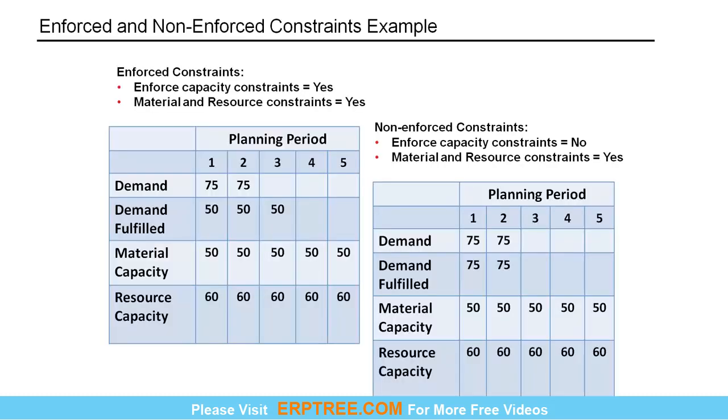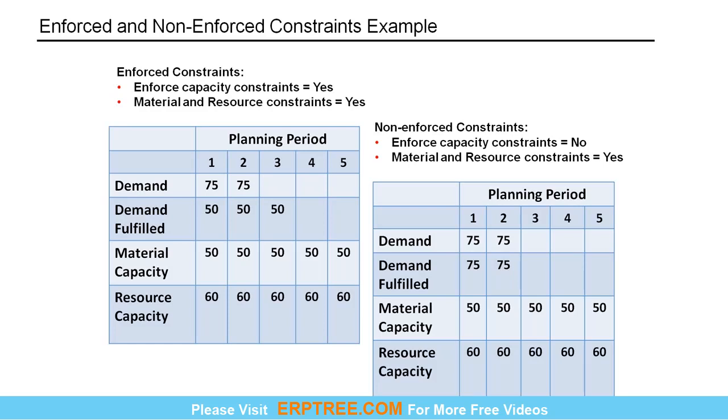Okay. Yeah, so constraints again, as I said, you see the enforced capacity constraints. We are seeing that both the capacity constraint and material and resource constraints are applied. So if the resource capacity is 60 and the material capacity is 50, it will honor the 50, because 50 is less than 60, and it will say never go above the capacity of 50, whatever be the demand date.